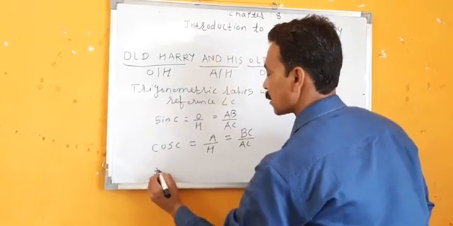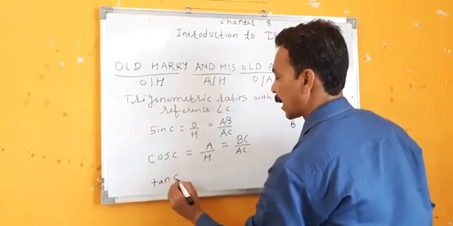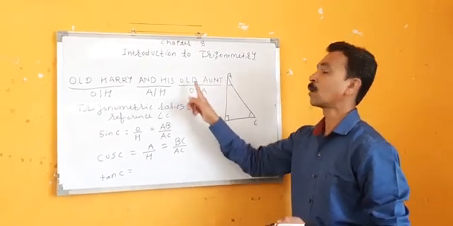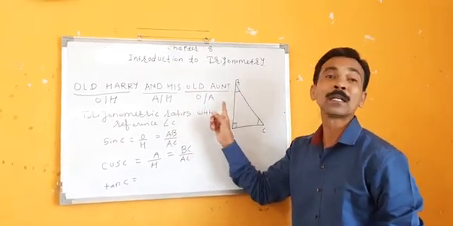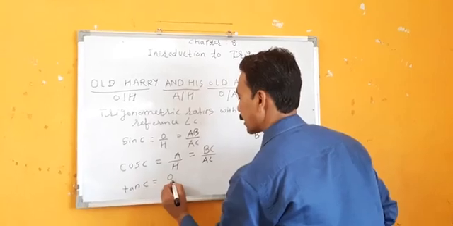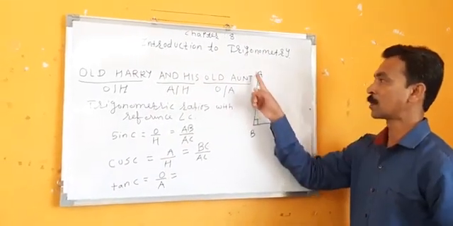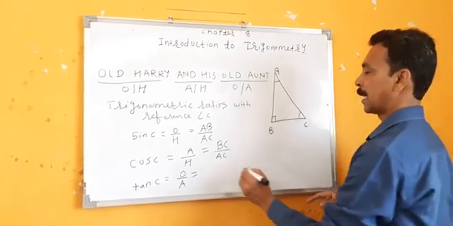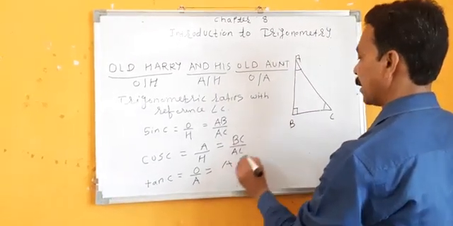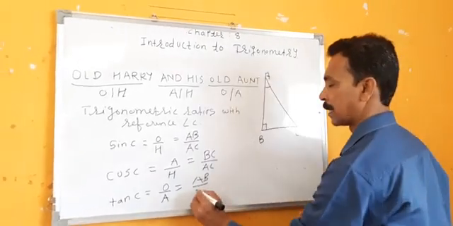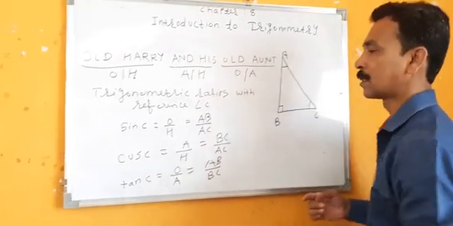What is the third trigonometric ratio? Tan C. Tan is what? O by A. Old aunt means opposite upon adjacent. Opposite upon adjacent is equal to the opposite side, what is it? AB, upon what is adjacent? BC.